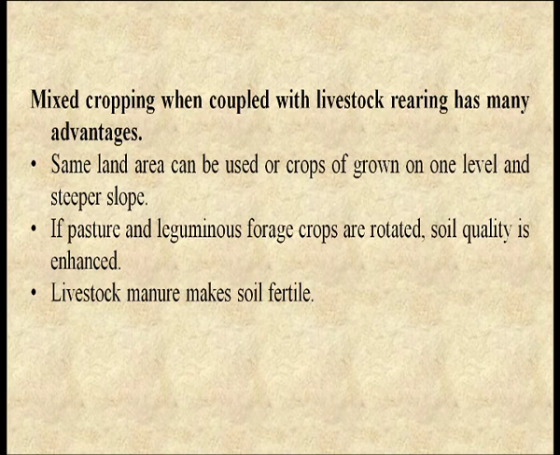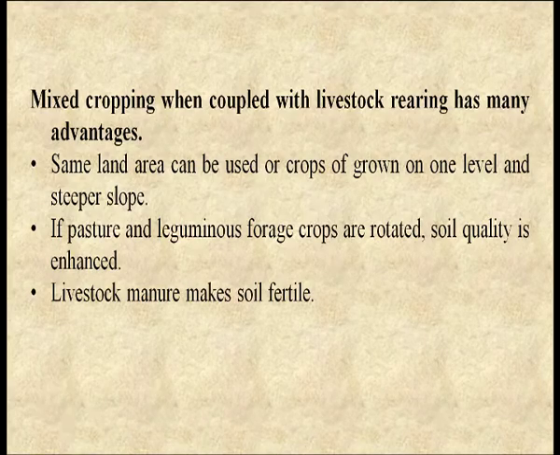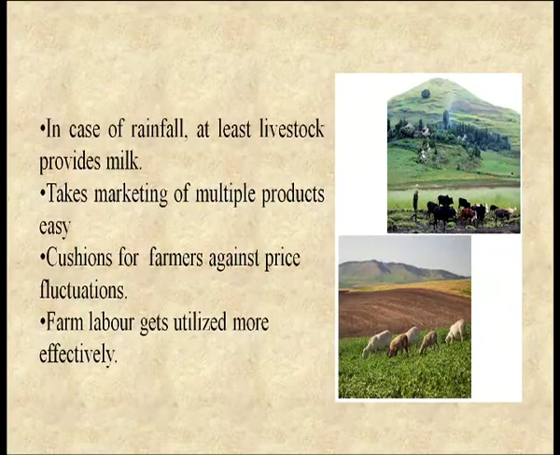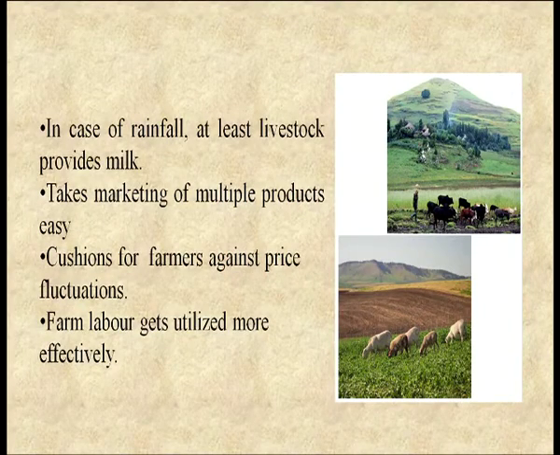Mixed cropping when coupled with livestock rearing has many advantages. Some land area can be used for crops and some grown on one level and on a steeper slope. If pasture and leguminous forage crops are rotated, soil quality is enhanced. Livestock manure makes soil fertile. In case of lack of rainfall, at least livestock provides milk. It makes marketing of multiple products easy, cushions farmers against price fluctuation, and farm labor gets utilized more effectively.